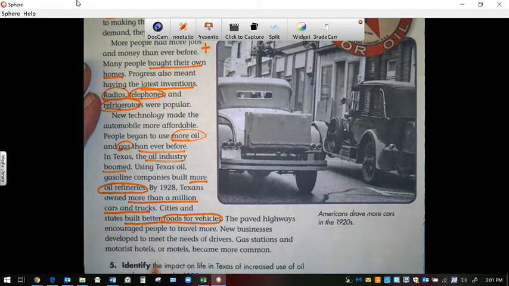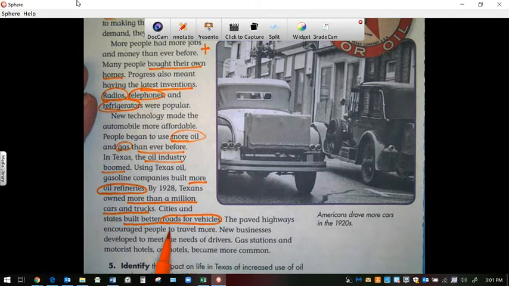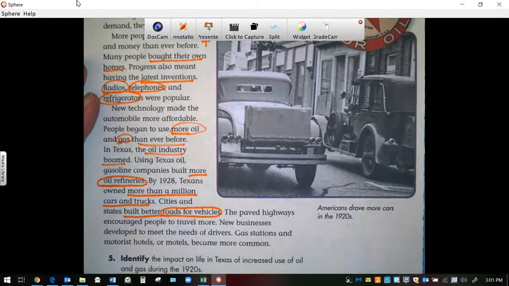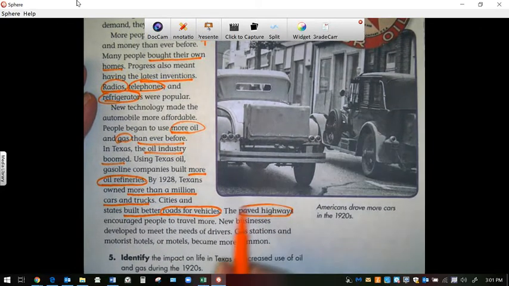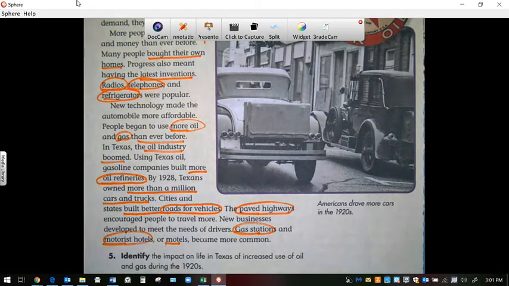Look at all of these different inventions. We were talking about radios, telephones, refrigerators, more gasoline, more jobs, more oil refineries. They had more cars, more trucks, more roads. They even built them better. The paved highways encouraged people to travel more. New businesses developed to meet the needs of drivers. There were gas stations, and motorist hotels or motels became more common because people were traveling and they needed a place to stay. So it was booming again. The business in Texas was booming again.